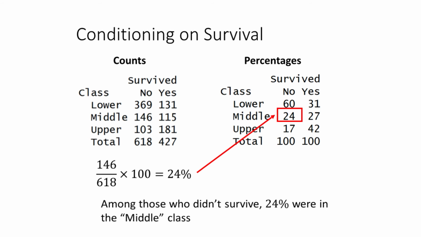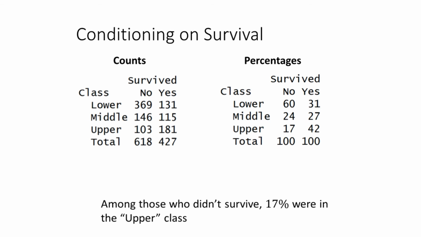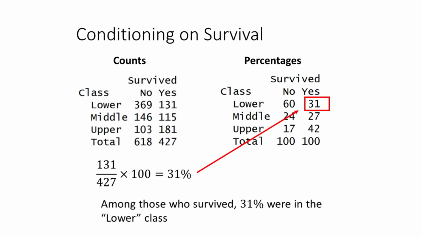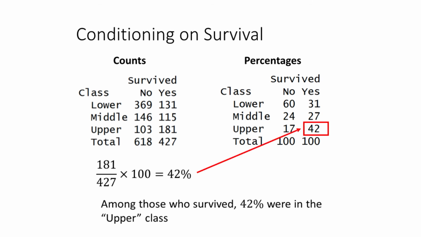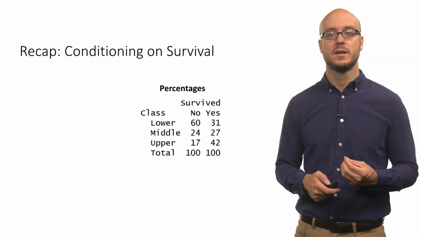In a similar way, we know that 24% were in the middle class among those who didn't survive. We're just taking the cell count for a particular cell and dividing by the total number of people who didn't survive. To give another example, among those who didn't survive, 17% were in the upper class. And among those who survived, 31% were in the lower class, 27% were in the middle class, and 42% were in the upper class.